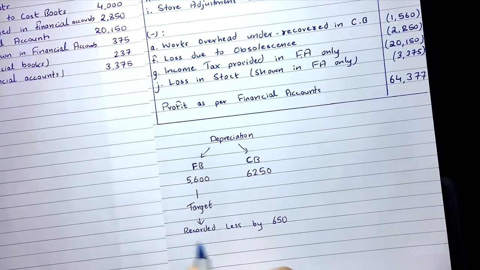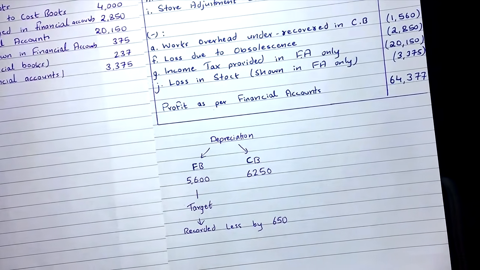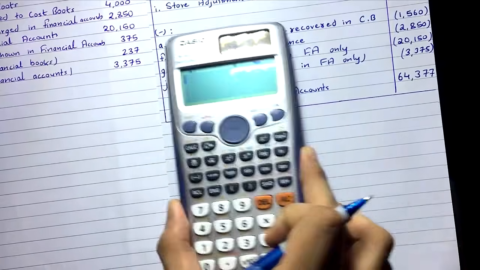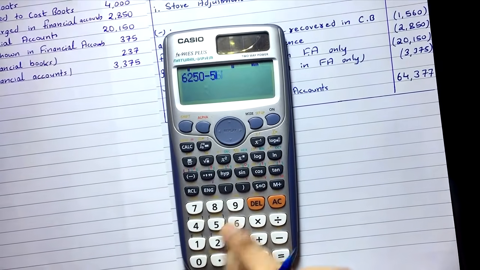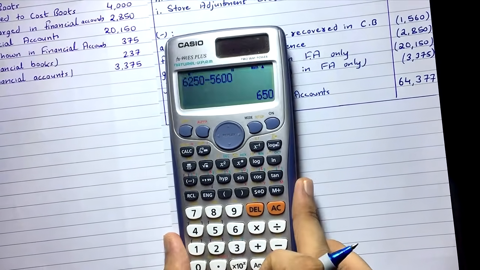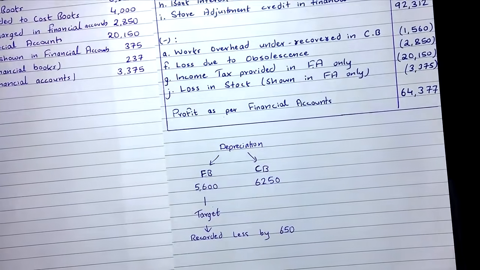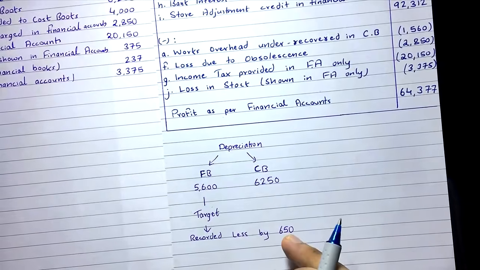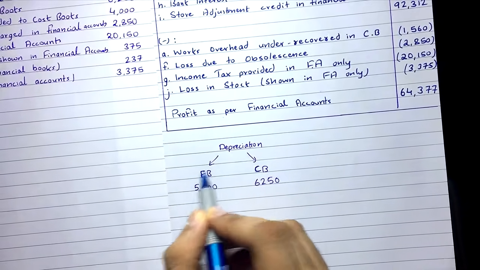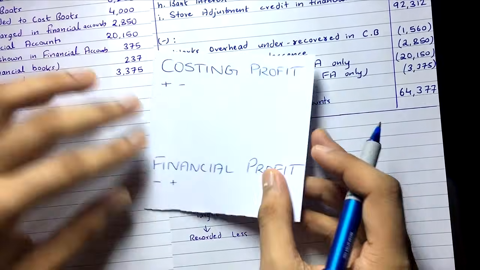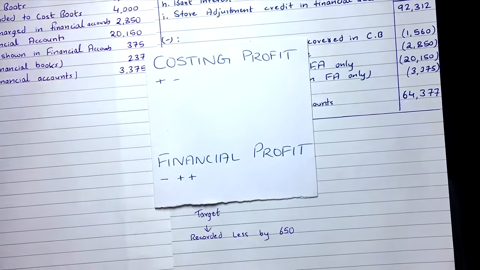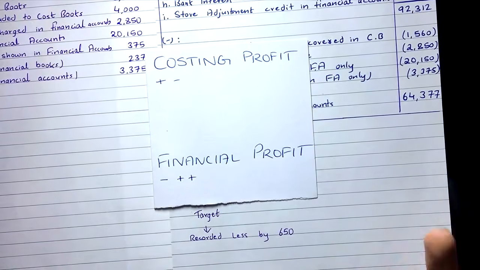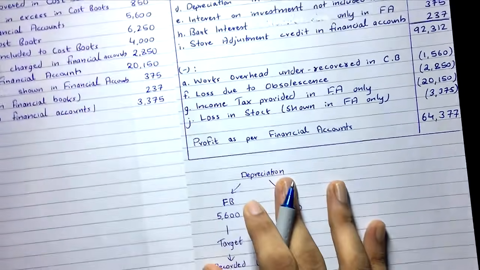So it is recorded less by 650. See here, 6250 minus 5600, the difference is 650. 650 से तुम कम रिकॉर्ड कर रहे हो इन फिनेंशियल बुक्स एक्सपेंस को, then your financial profit is more. Depreciation 650 से कम रिकॉर्ड कर रहे हो in financial books, your profit will be more. Simple common sense. So this transaction will be added.